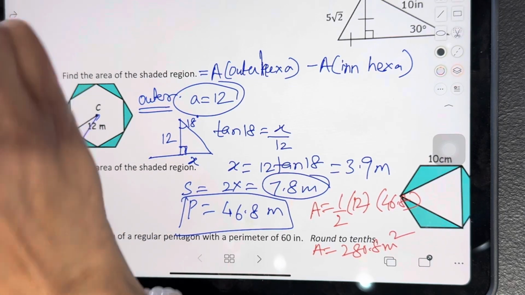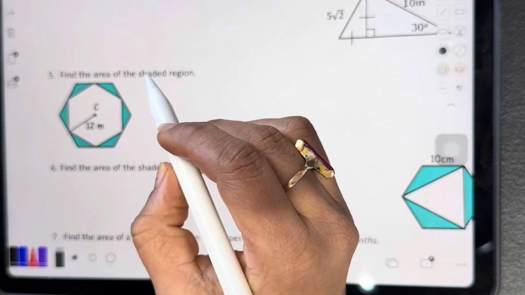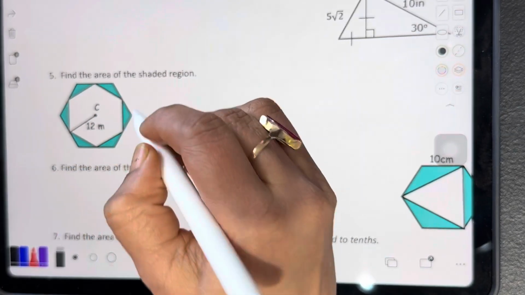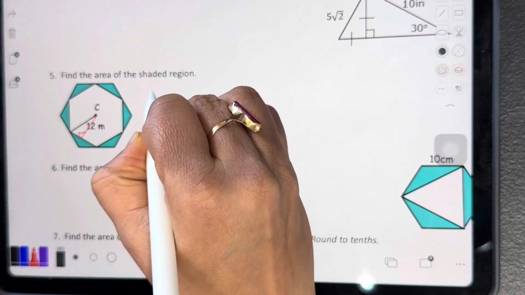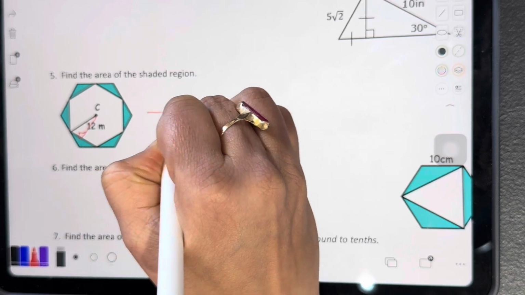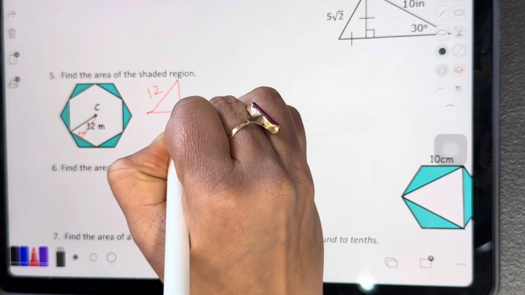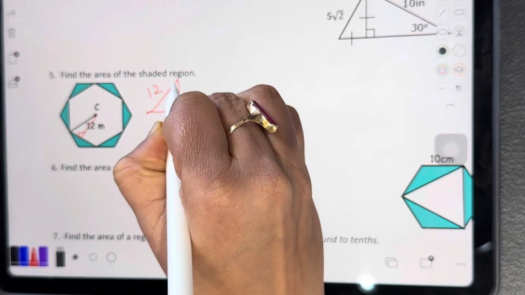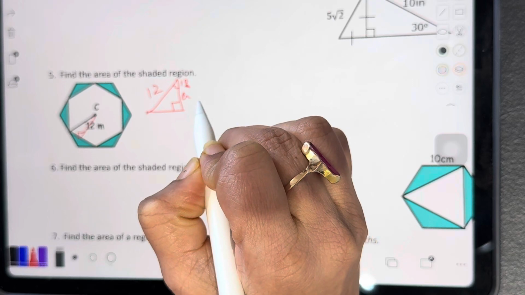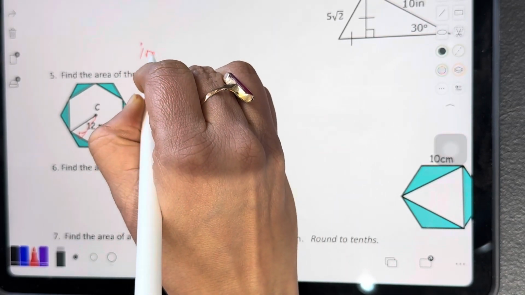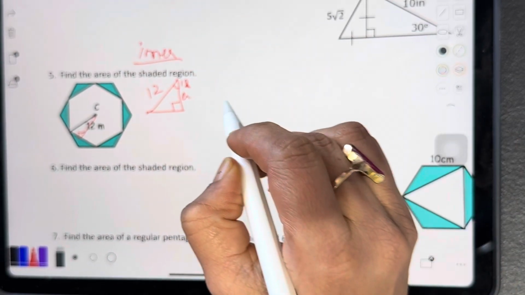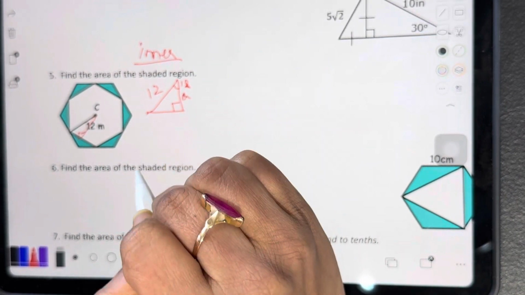I'm erasing everything. Let's find the area of the inner one. For the inner one, apothem is missing. So it is like this. The triangle is like this. This is 12 and apothem is missing, and the angle is still 18. So adjacent over hypotenuse means I'm going to use, now I'm doing the inner hexagon. So apothem is missing for the inner one.